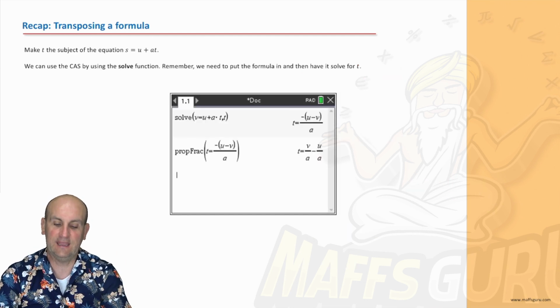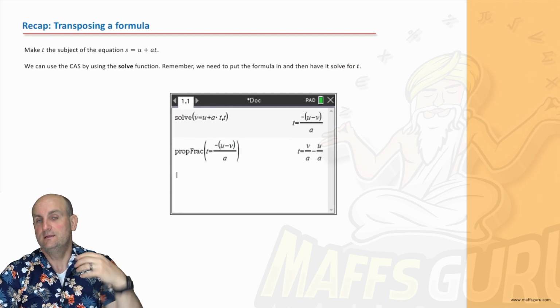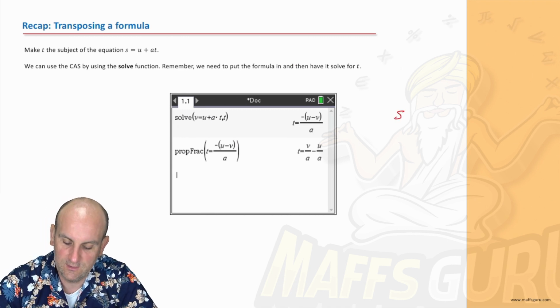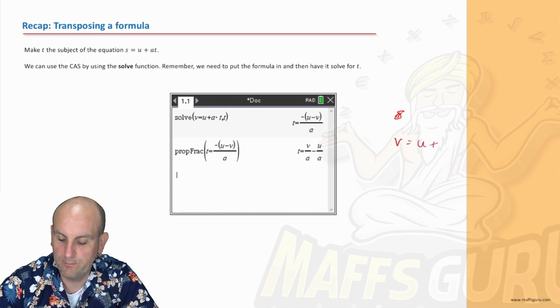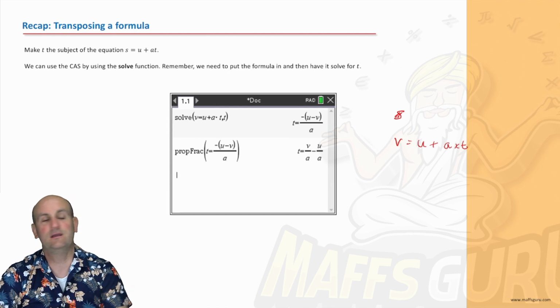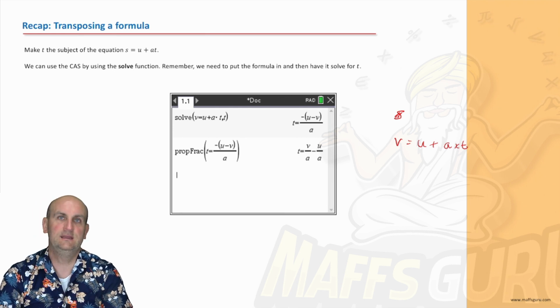How do we do it on our CAS? Well, ladies and gentlemen, exactly using the solve function. The TI Inspire is what I'm using at the moment. Sorry, Casio ClassPad. My school doesn't currently use it at this moment. So solve V equals U plus AT, comma T. Now remember, when you put these formulas in, you have to do V is equal to U plus A times T. If you just put AT into your calculator, it's not going to work. Trust me, give it a go. Your calculator gets confused because it doesn't realize there is a times between them.